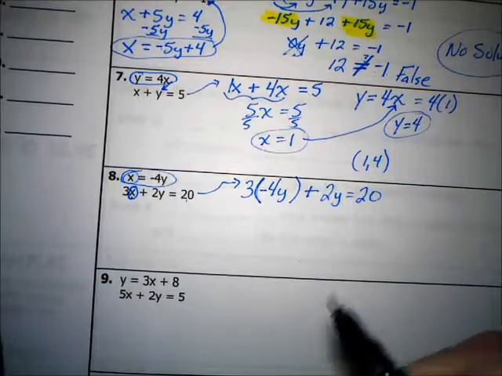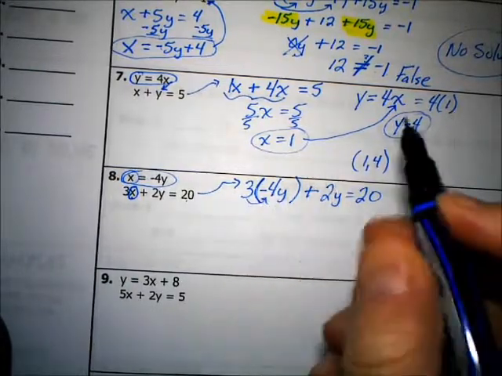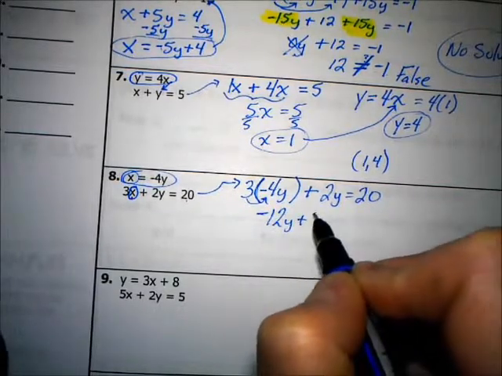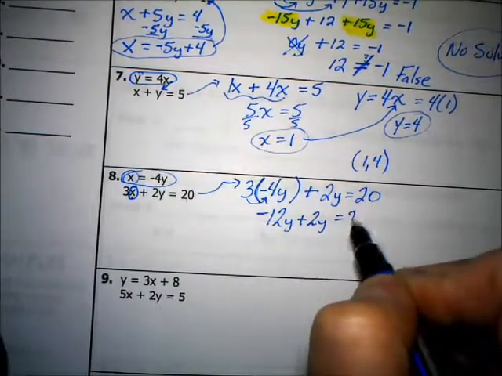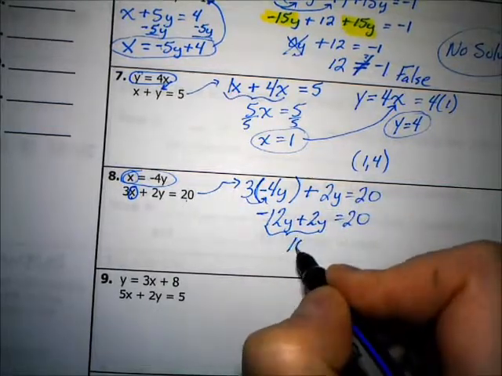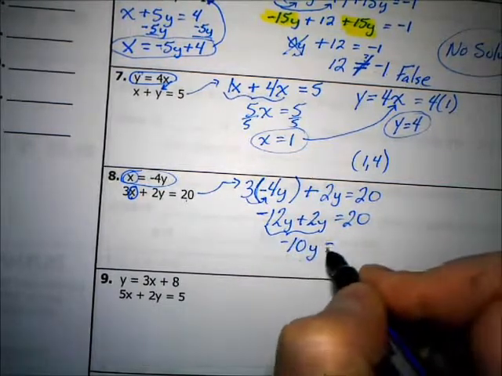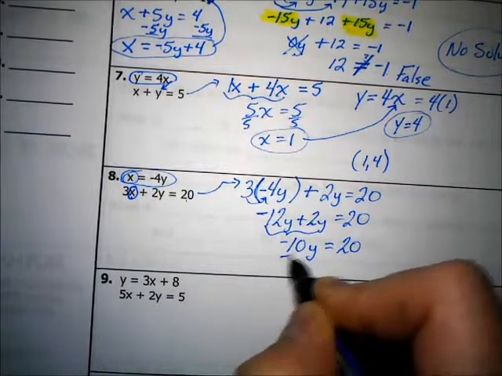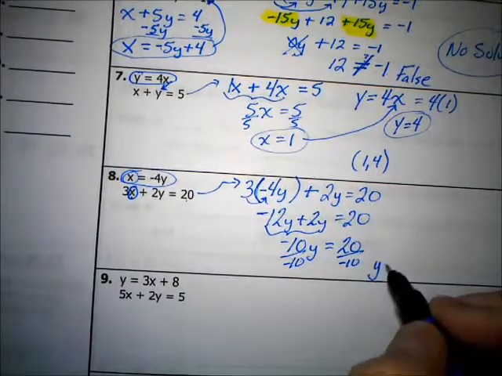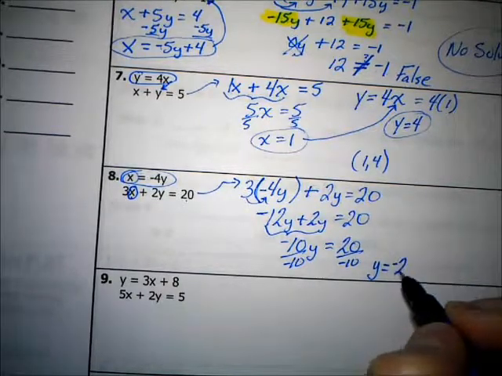I want to distribute. It gives me negative 12y plus 2y is equal to 20. When I combine like terms, this now gives me negative 10y is equal to 20. If I divide by negative 10, y is equal to negative 2.